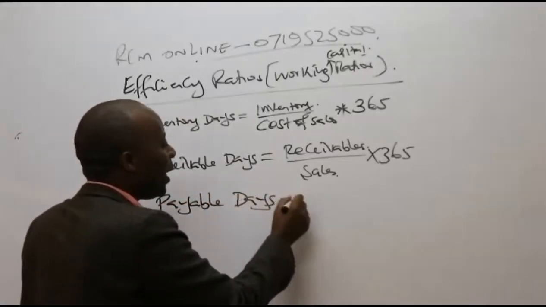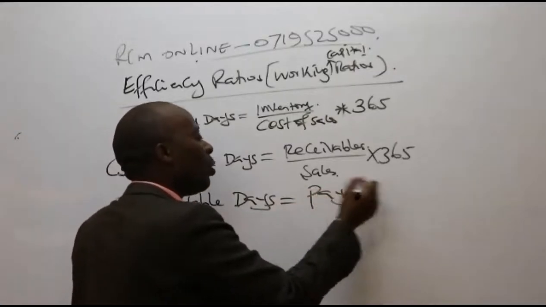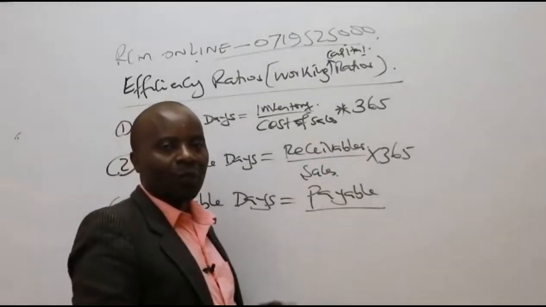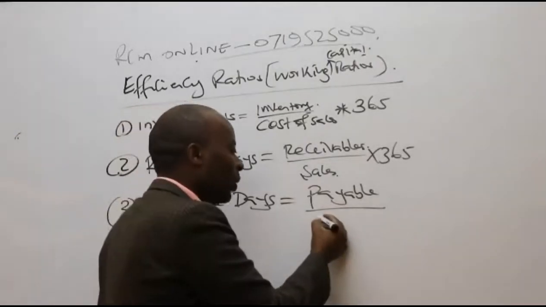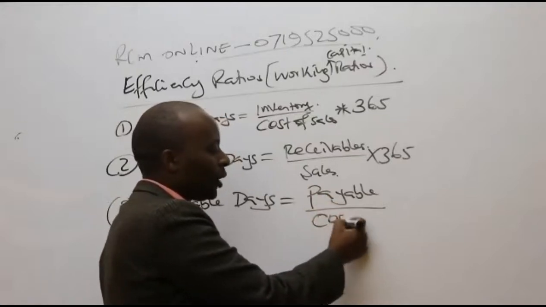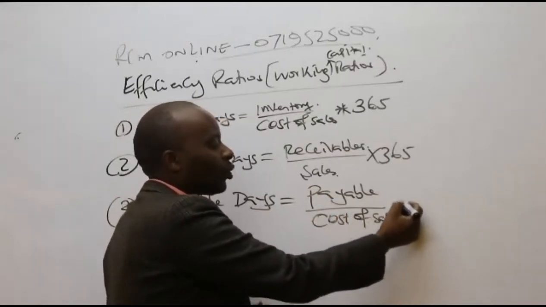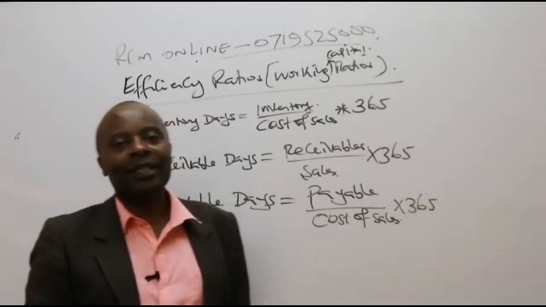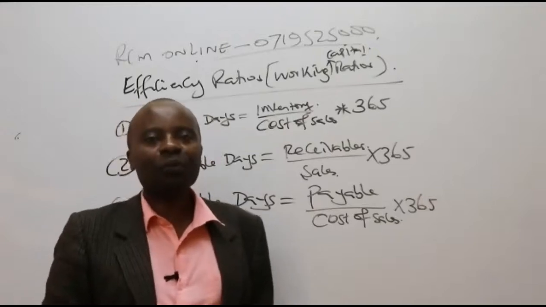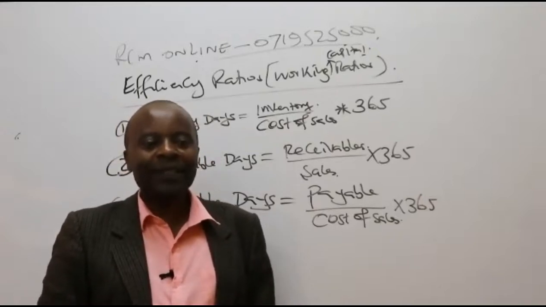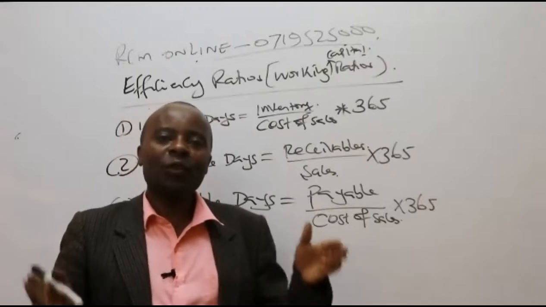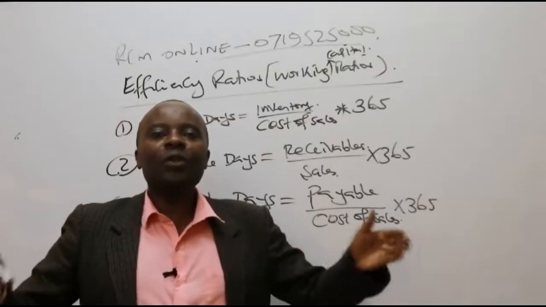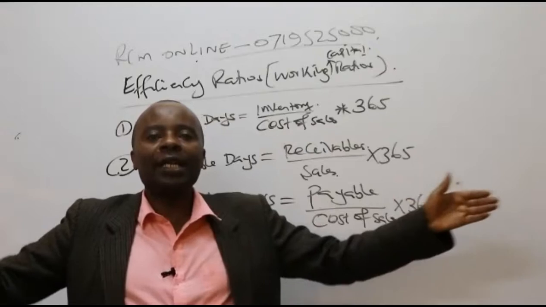Then now we have number three, payable days. So for the payable days, you will take payable. Of course, payable has got everything to do with purchases. But if you look at the formula, normally, purchase is found under cost of sales. So we prefer using cost of sales, again times 365. Ladies and gentlemen, now look at this scenario: for payables, we can only say that you are really improving your working capital management if the days you take to pay your creditors are increasing.